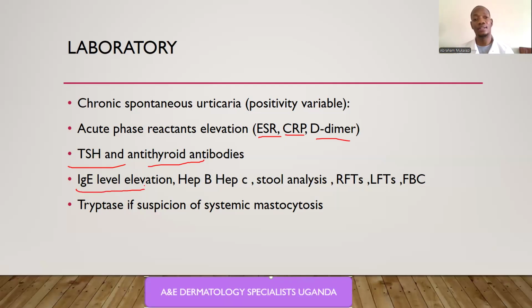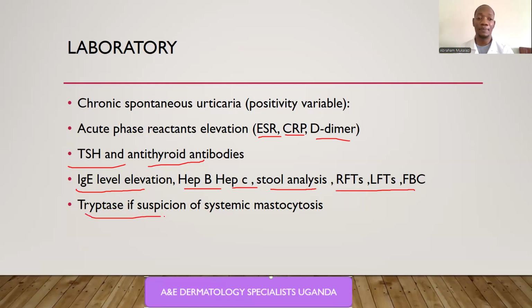In this case, we know that in the pathomechanism of most urticaria, the immune mediator type is mediated by IgE. So if you do total IgE, you'll be able to see the levels, and then you can have an idea. Then we've known some infections to trigger urticaria, including hepatitis B and hepatitis C, so we have to screen for them. We also know that sometimes helminths can trigger urticaria, so you do a stool analysis. Then you want to do your baseline liver and renal function tests plus a full blood count to rule out any other derangements in organ function.